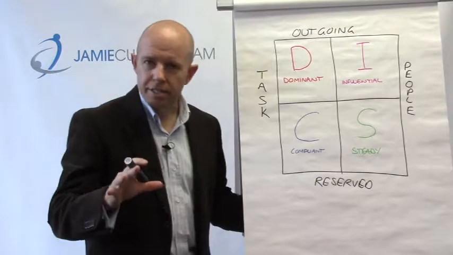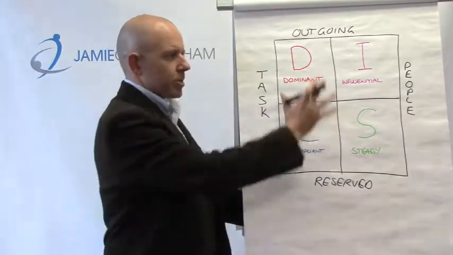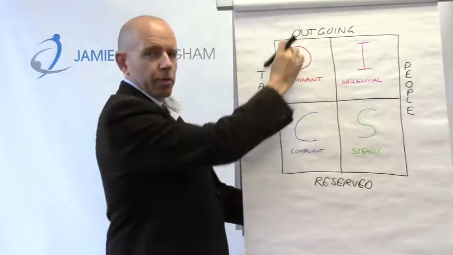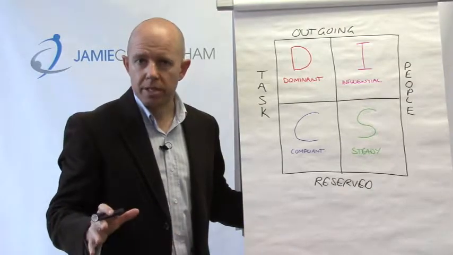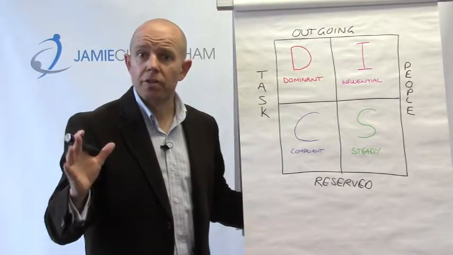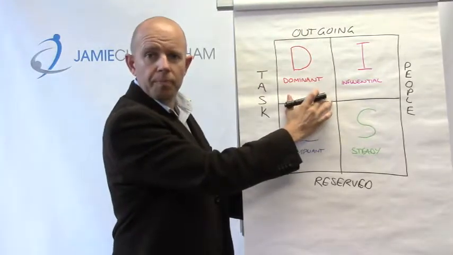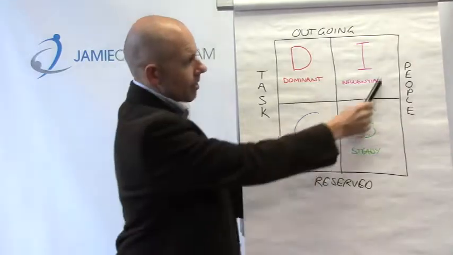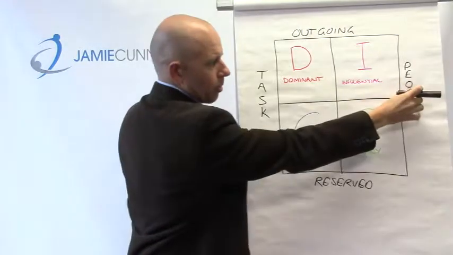Now, again, with these descriptors I'm giving you, they're all generalizations. If someone was what we call a high D, meaning they're right up here in the quadrant, the descriptors I just mentioned are going to be more pronounced. They're going to be very obvious. Versus if someone is still a D but maybe closer to the middle, those characteristics are not going to be as extreme. Now, the I for influential is again the outgoing personality, but more people oriented.